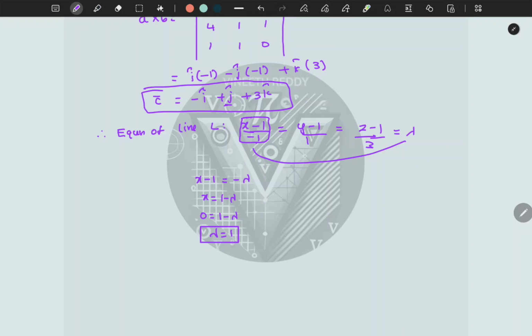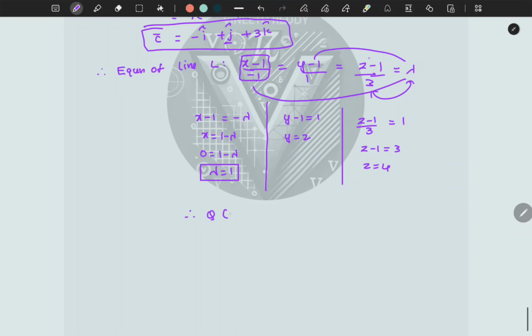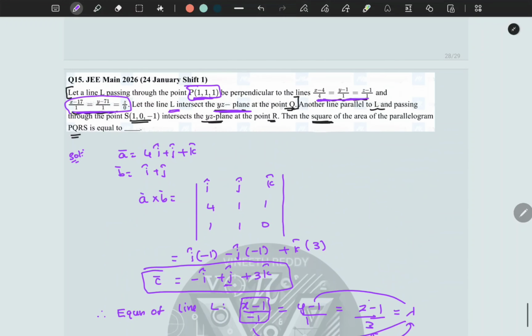I think now we are going in the right direction. If lambda is 1, and I equate this, y minus 1 will be 1. That means y is equal to 2. And if I equate these two, then I'll get z minus 1 divided by 3 is equal to 1, z minus 1 is equal to 3, and z is equal to 4. So therefore point Q will have the coordinates 0, 2, 4, right? Is that clear? Yes. So we identified this part.